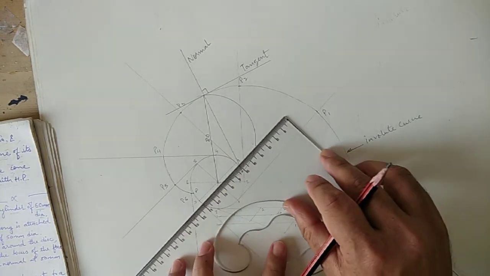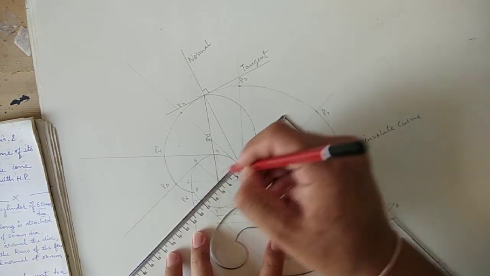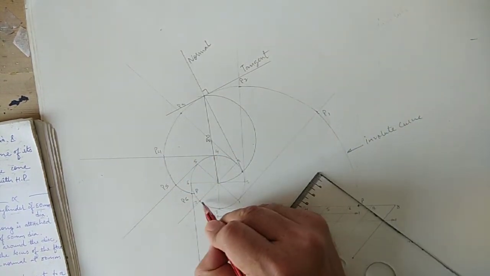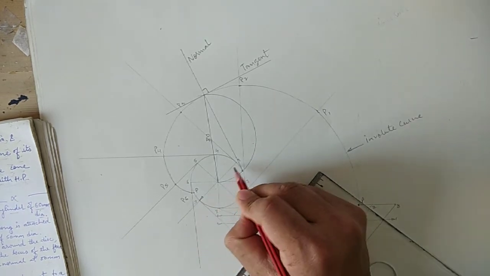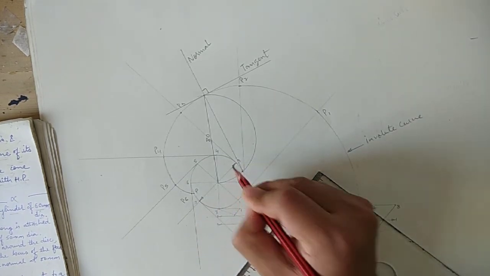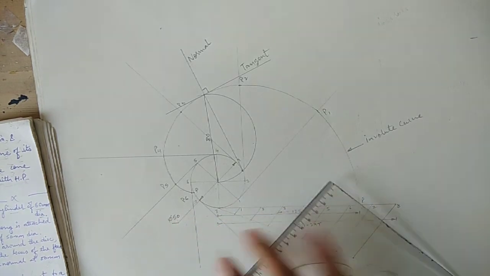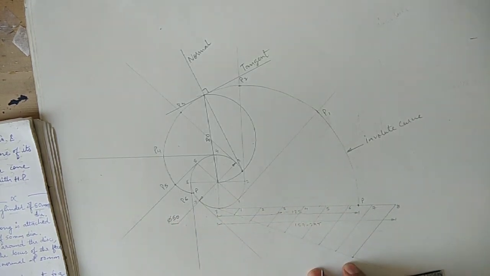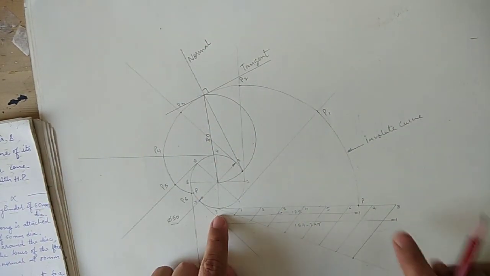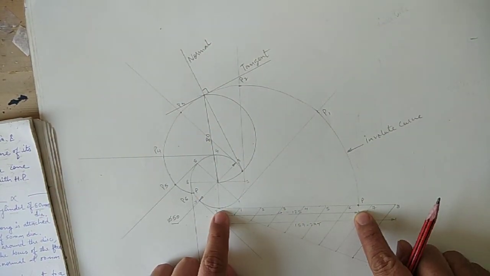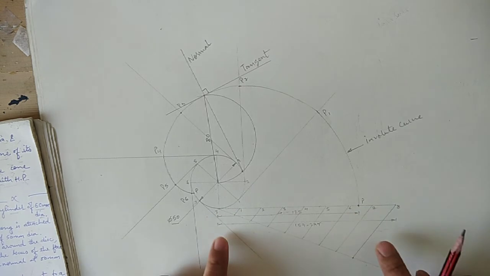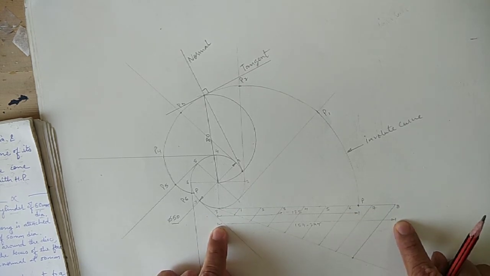After that, give dimensions to the drawing. This is diameter 50. This is 80 diameter. This is 125 from this point to this P point, and this is the total circumference of the circle.